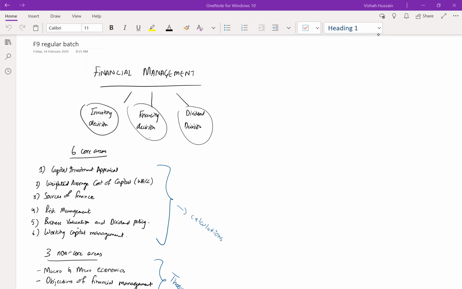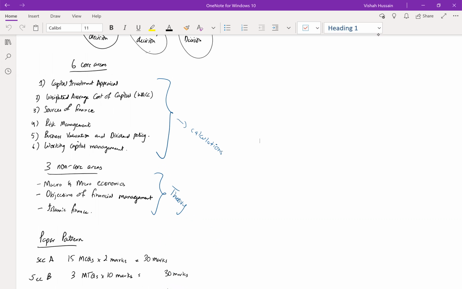The syllabus has been divided amongst most important areas and the least important areas. Six core areas include capital investment appraisal, weighted average cost of capital, sources of finance, risk management, business valuation and dividend policy, and working capital management. These six core areas include most of the calculations. We do have theory, but mostly this is calculation based.